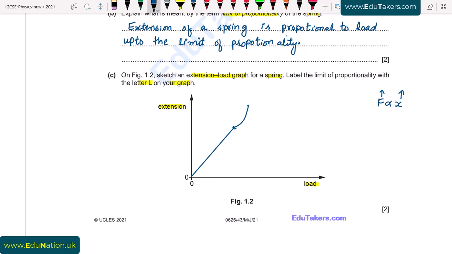At this point and before this point, extension is directly proportional to load. It means that it is the region of proportionality. After that point, the load is not directly proportional to extension. It's an increasing gradient. It means that in this region, we can say that Hooke's law is not obeyed. So I label it with L.